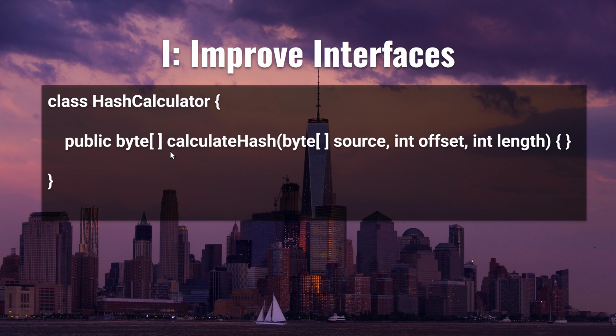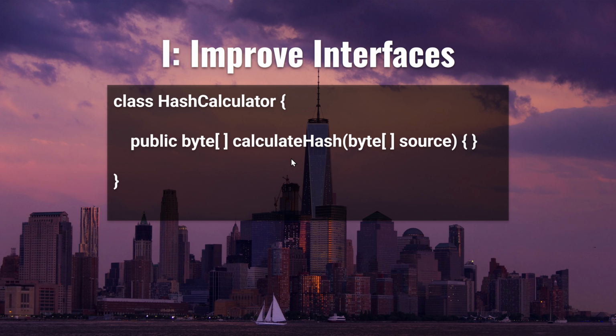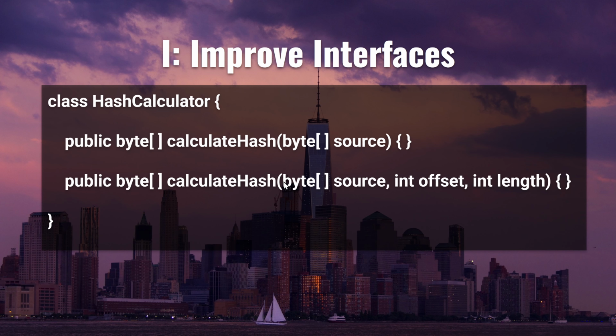Or it's at least easier to reuse than this version of the method is. Obviously, it's a little bit annoying if you actually want to calculate a hash value from the entire number of bytes in an array to have to pass in 0 and then source.length, or the array.length, as parameter here. So we can improve the interface a little bit more by overloading with a method version here that takes only the byte array and calculates a hash value from the entire byte array.